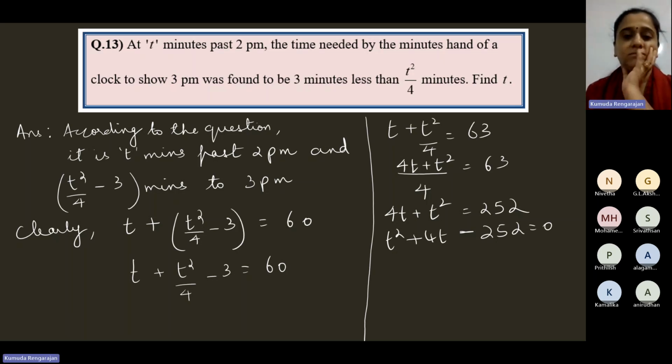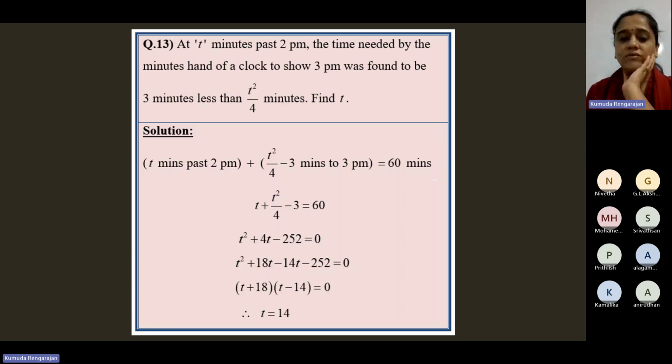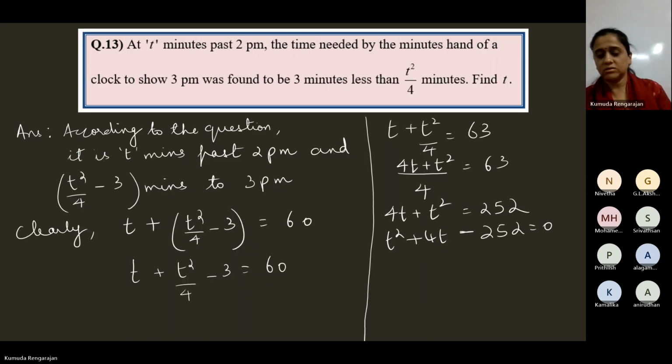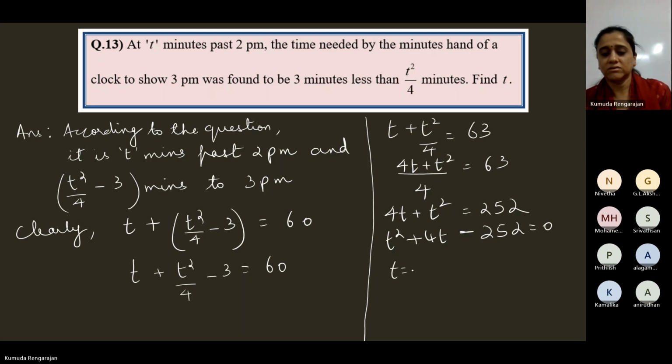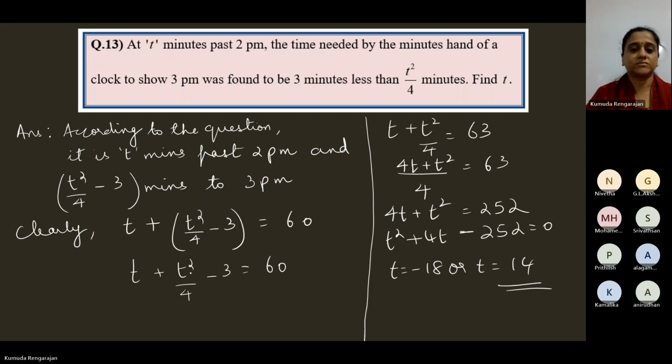All right. Got all of you? T is 14 and minus 18. Minus 18 is not possible. T here is time, no? So it is not possible. The value of T is 14. T is minus 18 or T is equal to 14. So T is 14.